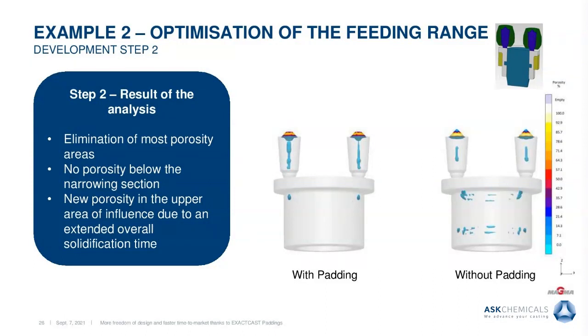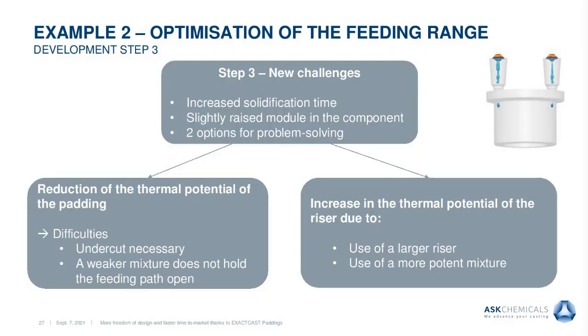So you need to consider that in your feeding concept. So what to do now? We have 2 ways for solving this problem. On the one hand, we can adapt our padding and reduce its thermal potential. That means we can try to make it smaller, but in that case, as we check here, we have that issue with the undercut if we make it smaller on top.